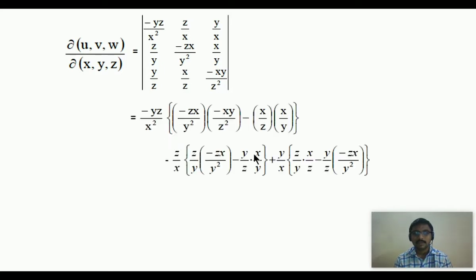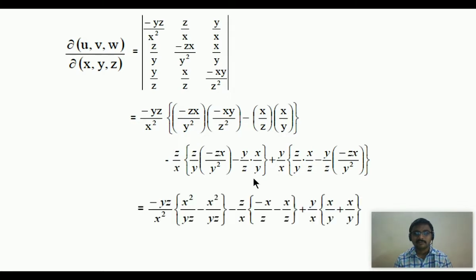Now we have to compute the determinant for the 3 by 3 matrix. On simplifying, we will get like this. On simplifying, all terms get cancelled like this. 0 plus 1 plus 1 plus 1 is 4. So it is the required value of ∂(u,v,w)/∂(x,y,z).